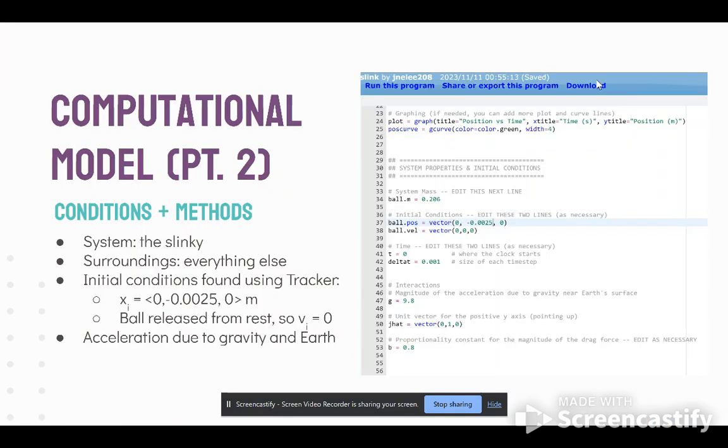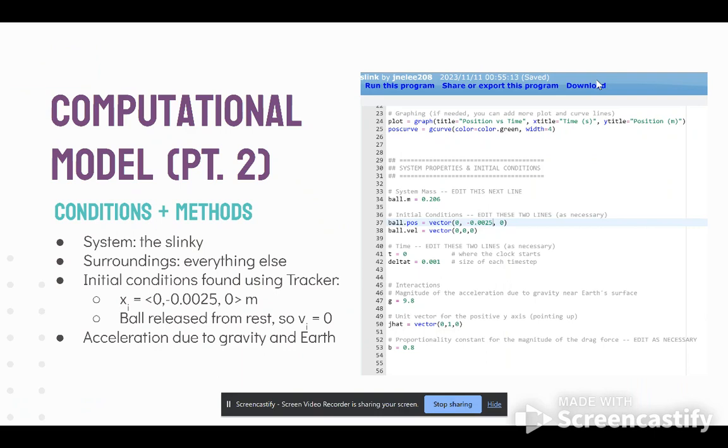So the computational model uses Python and GlowScript to create a theoretical model of the Slinky, with, again, the system being the Slinky and the surroundings as everything else. I found these initial conditions using the Tracker data, where the initial position was <0, -0.0025, 0> meters, and the Slinky was released from rest, so the initial velocity was 0.